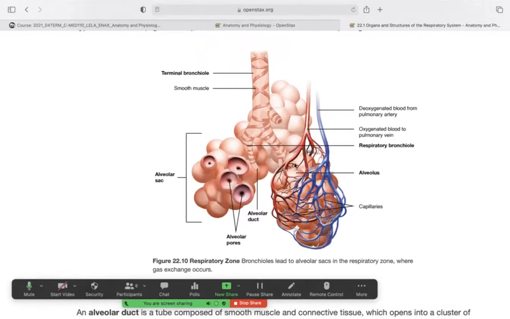Because this is where gas exchange occurs. And where does it occur? It occurs right here in the capillaries. Now, if you look at the ends of the terminal bronchioles, there is no more cartilage. It's now all replaced by smooth muscle. And also at the end, there are these bunches of grapes called your alveolar sacs.